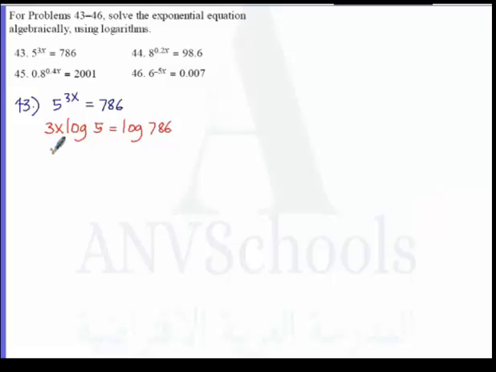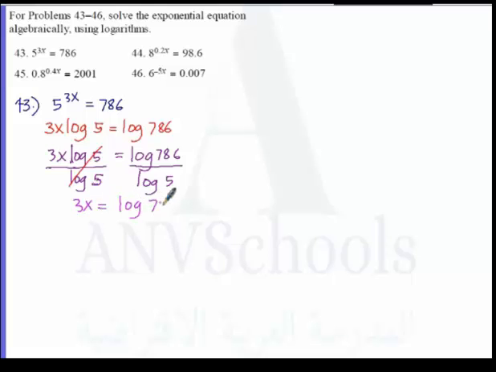And to solve for x here, what we're going to do next is divide our expression on the left by log of 5. So I divide this by log 5 and the corresponding expression on the right also by log 5. And then I could cancel my log 5. So giving me 3x is equal to log of 786 over log 5. So my x is equal to log 786 over 3 log 5.